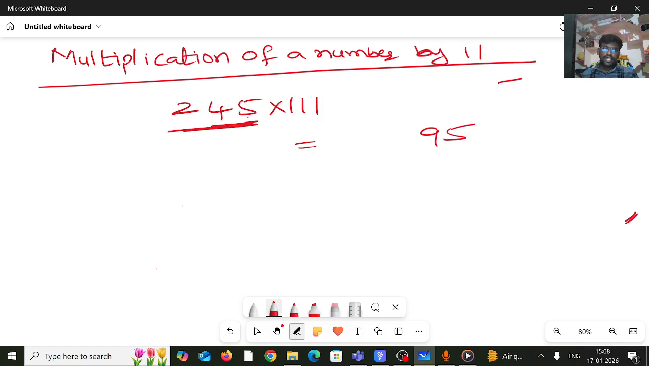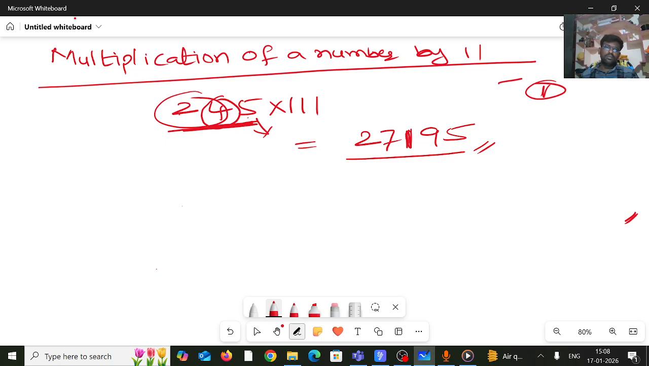5 plus 4, 9, 9 plus 2, 11, 1 is carry, and again we have completed 3 digits. We will leave 1 digit, 5, and 2 plus 4, 6, 6 plus 1 carry, 7, and we will leave another one here, 2. This is our answer. You can verify with the actual procedure also, there is no issue. And this is the actual phenomenon behind multiplication of a number by 11 and 111.